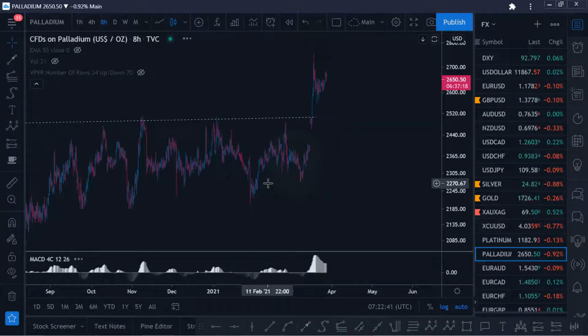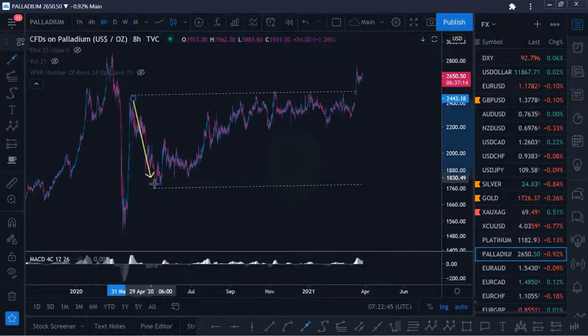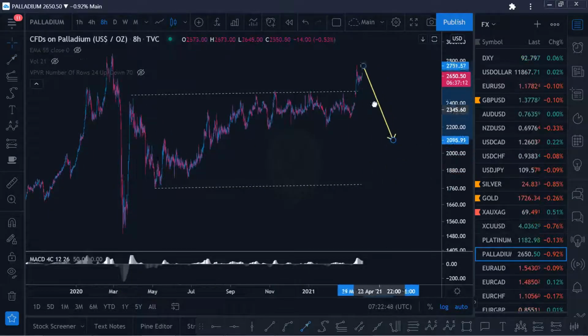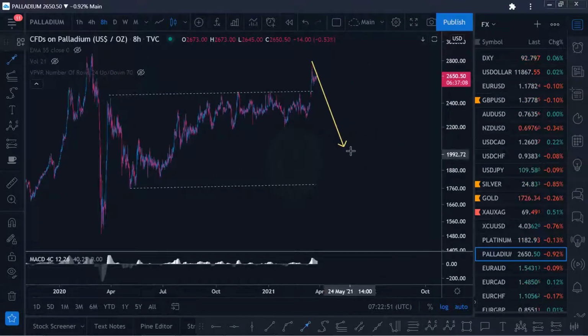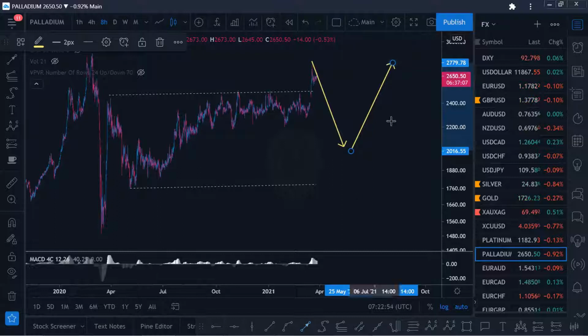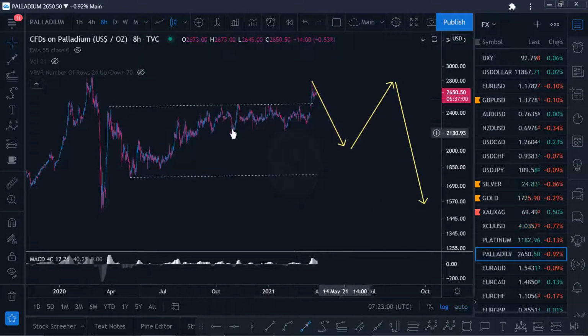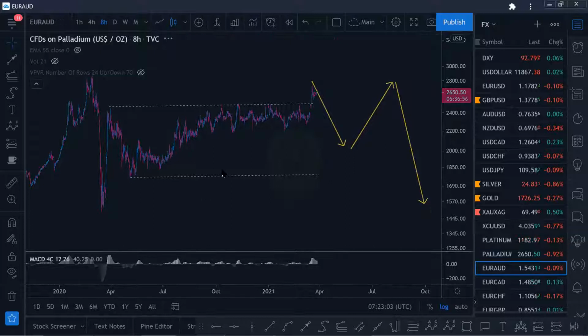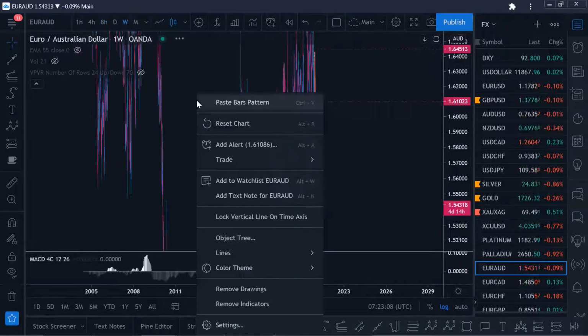We're seeing the same thing in Palladium. Really messy price action, but what I expect moving forward is this move to the downside, down towards probably 2000, then maybe a short rally, and then another big leg to the downside. The Palladium's a little bit different, but it kind of ties in with the change in narrative as things continue to play out.